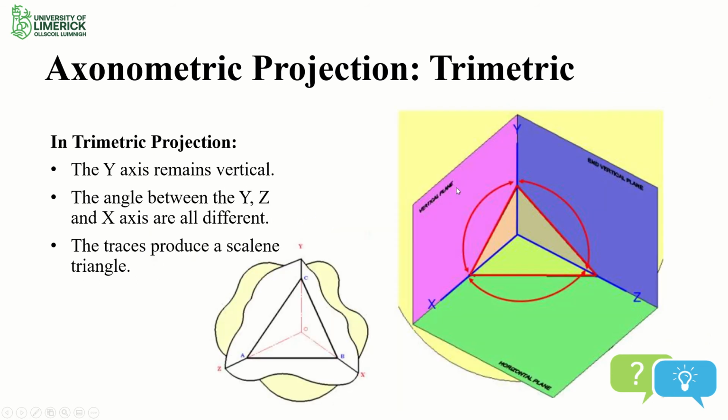Now if we look at trimetric, the Y-axis remains vertical like the other two, but for this one the angles between the Y, Z and X-axes are all different. So each one of these angles is different. The traces produce a scalene triangle where none of the angles are equal.